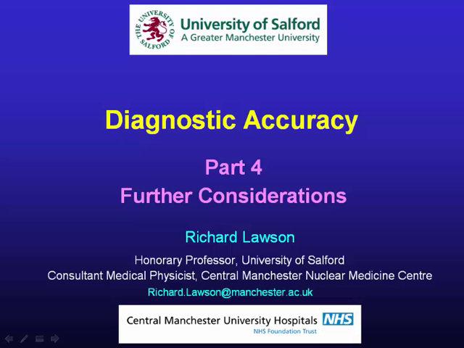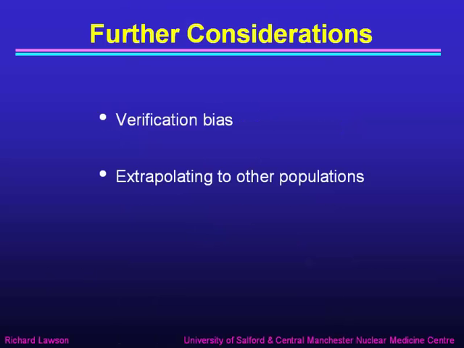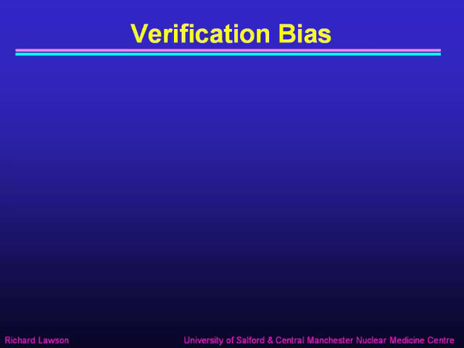This is the fourth part of my lecture on diagnostic accuracy, and I'm going to talk about some further considerations relating to sensitivity and specificity. I'm going to be talking about two things. First of all, verification bias, and secondly, how we extrapolate to other populations.